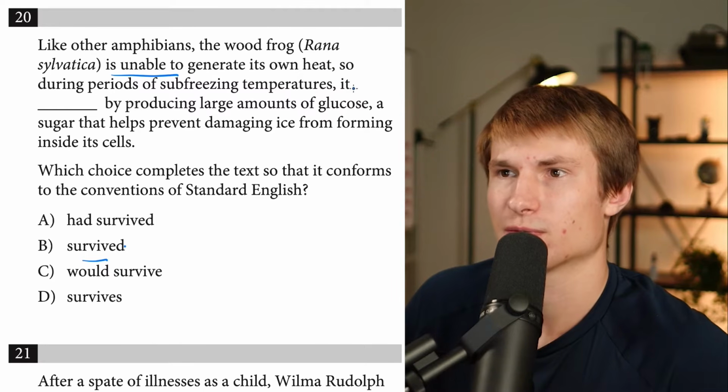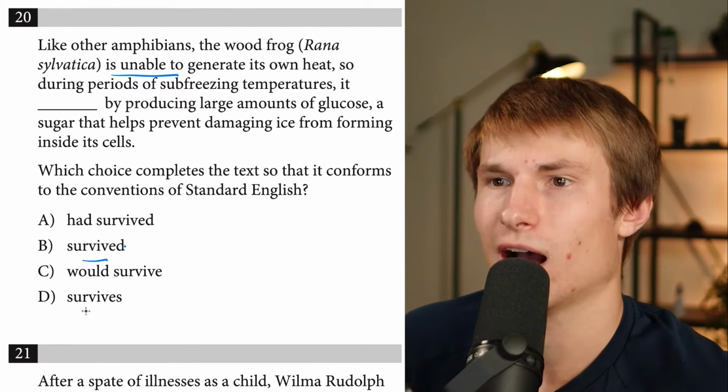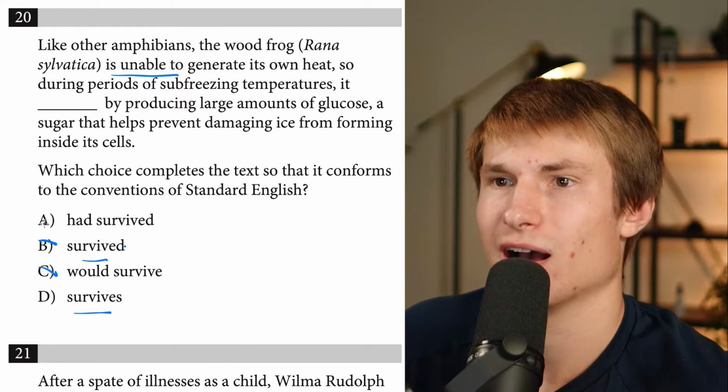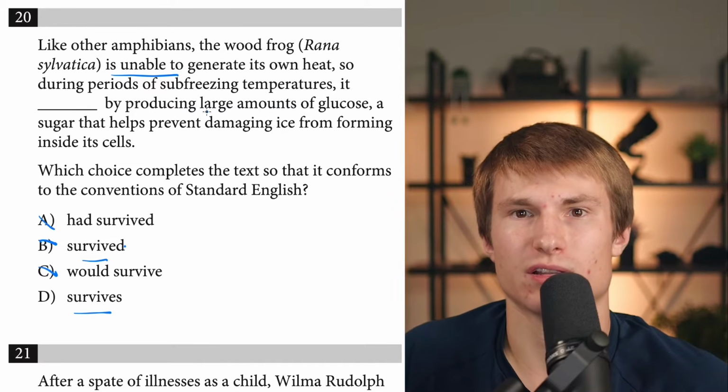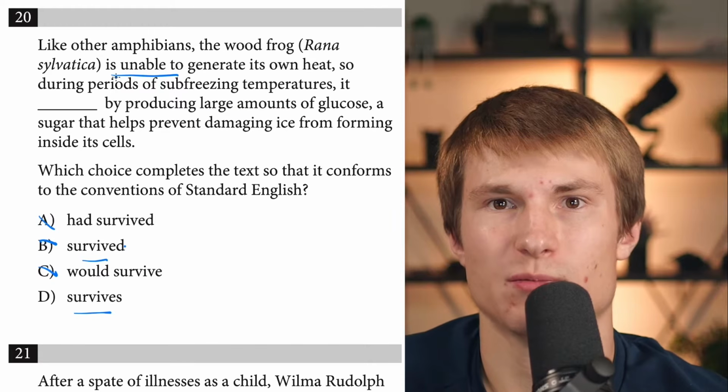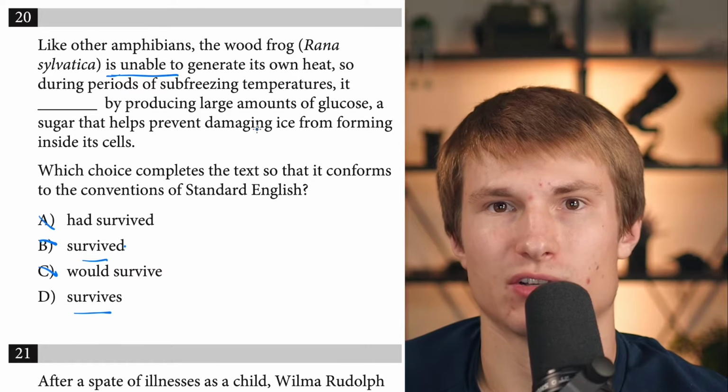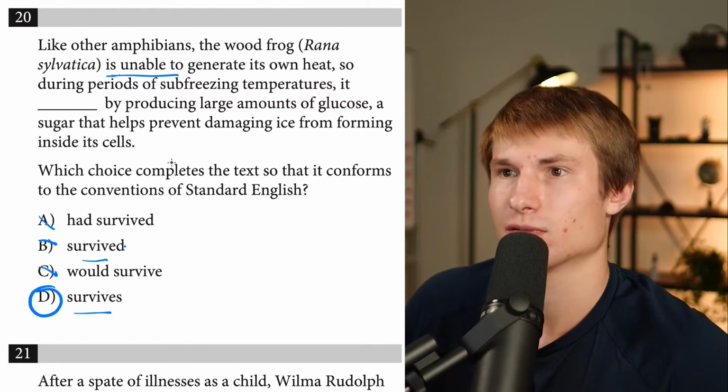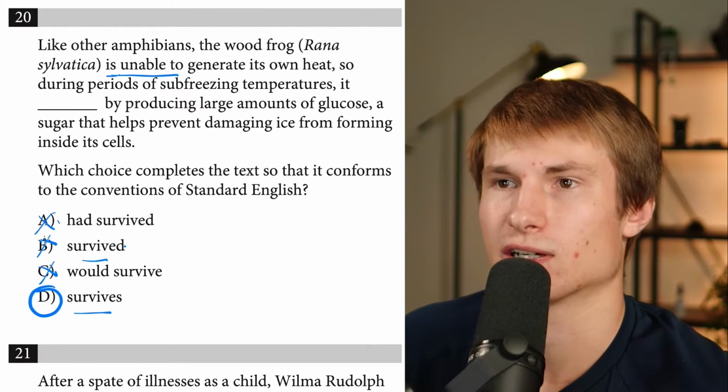So during periods of sub-freezing temperatures, we'd have to have "survives." We couldn't have "would survive," "survived," or "had survived," because we were stating that the frog survives. This needs to be present tense, okay? It's unable to generate its own heat, so it survives by producing large amounts of glucose. Okay, this needs to be present tense because this is occurring on a regular basis.